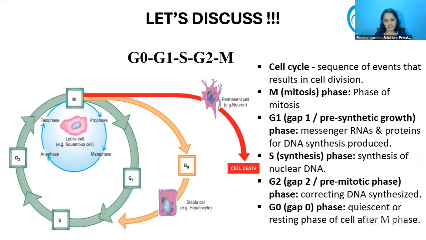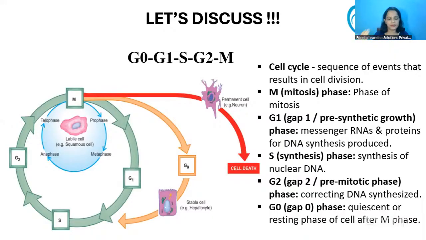Then you have the G1 phase, which is called the pre-synthetic growth phase. Pre-synthetic growth phase means the mRNAs and the proteins for DNA synthesis are getting produced. The cell itself is getting prepared for division. That is what is happening in the G1 phase. Mainly the mRNA and the proteins are getting synthesized for DNA synthesis.